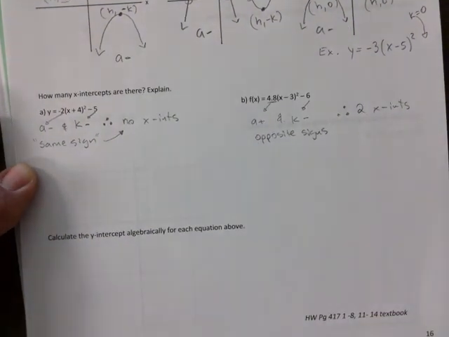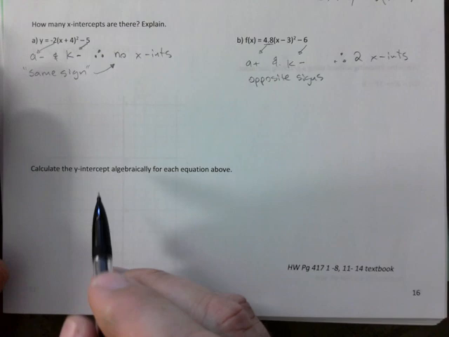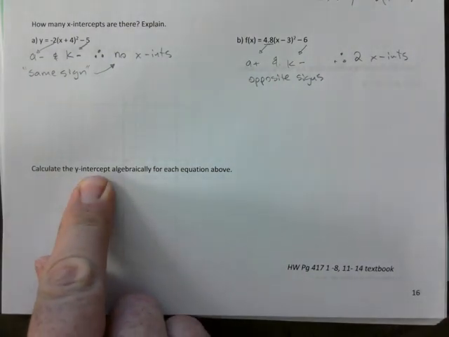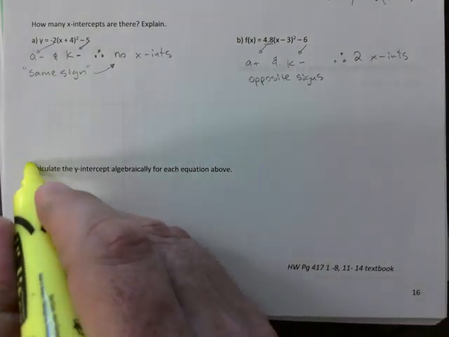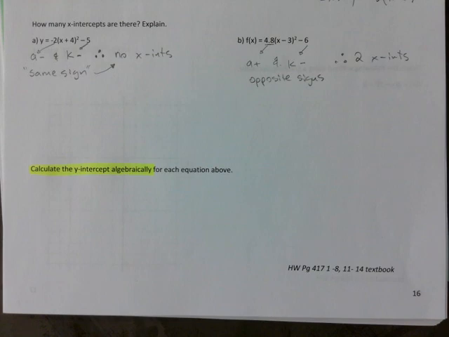Just like that. Next, this one is somewhat new, but I expect you to be able to do this. Right. I expect you to be able to do this part. So I'm going to do one, and then you're going to do one right after me, okay? Because I need to make sure you understand how to do that. I'm going to highlight this part. Calculate the y-intercept algebraically for both of those equations up there.